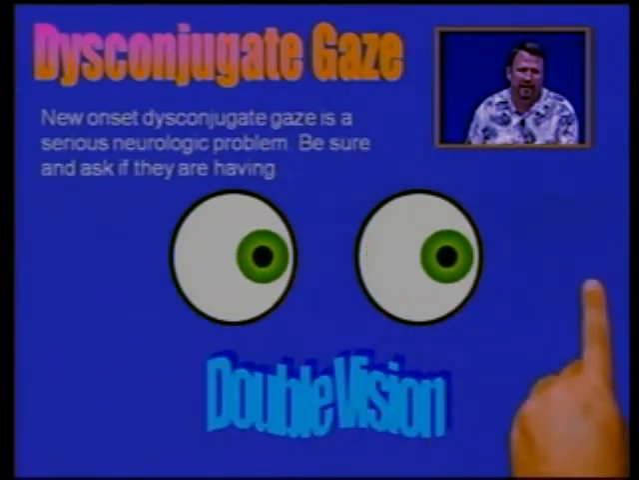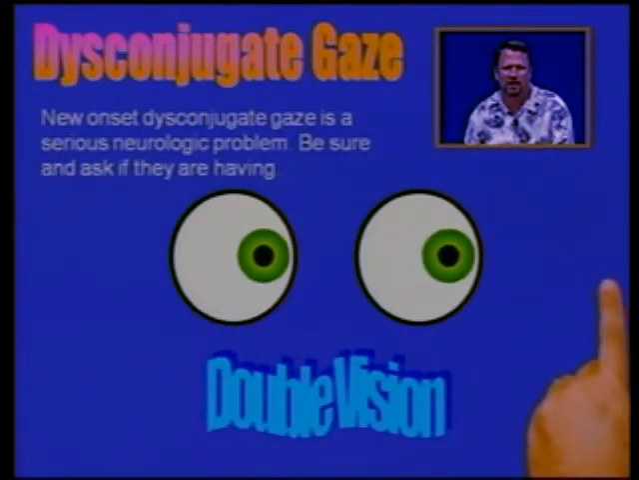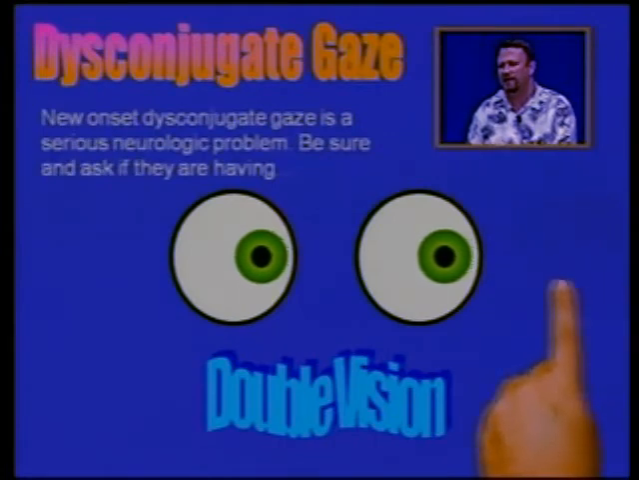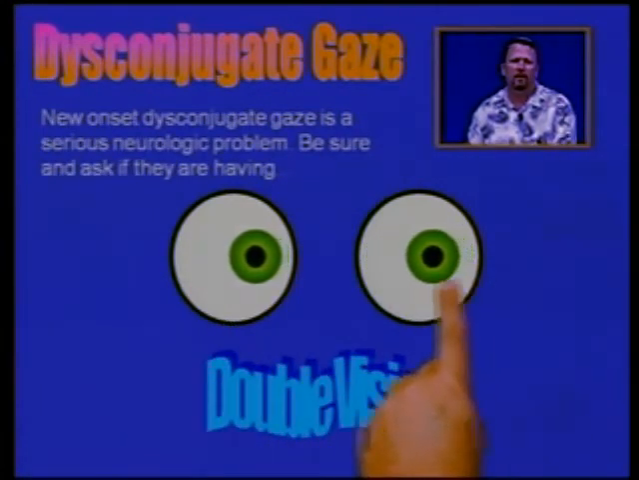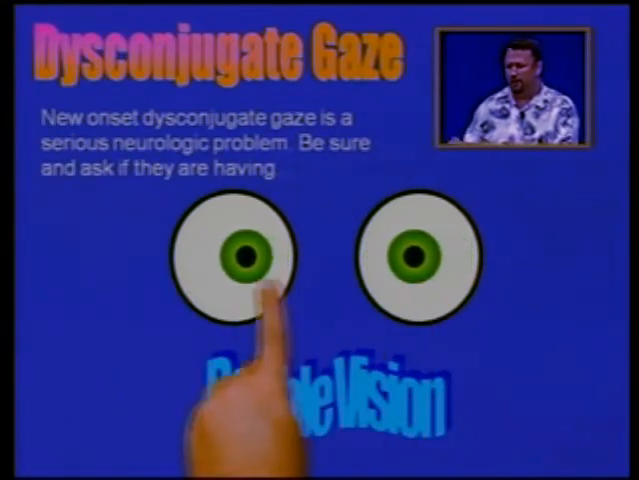So I showed you conjugate gaze when the eyes move together. This is disconjugate gaze. And so new onset disconjugate gaze can be a serious neurologic problem. So always ask if they're having double vision.